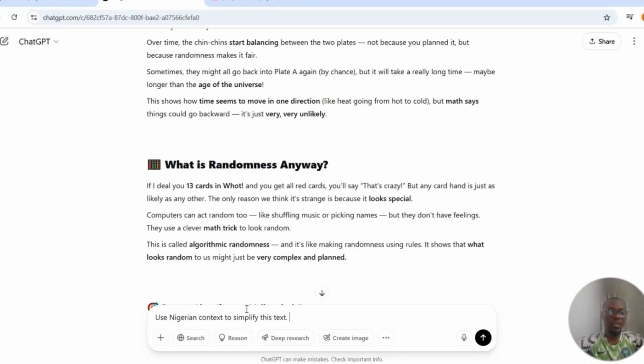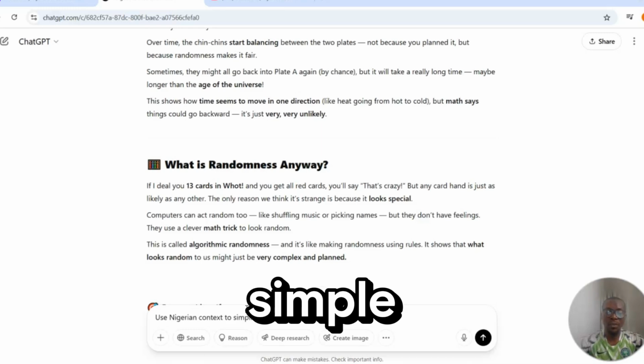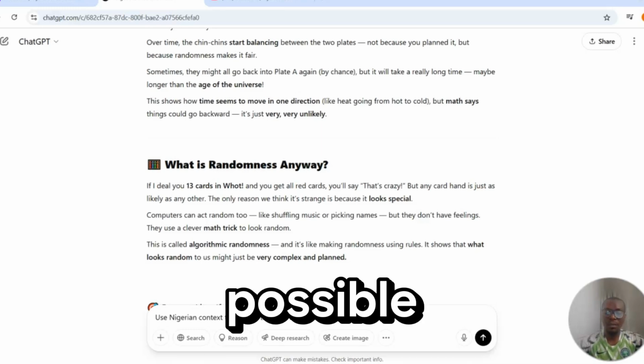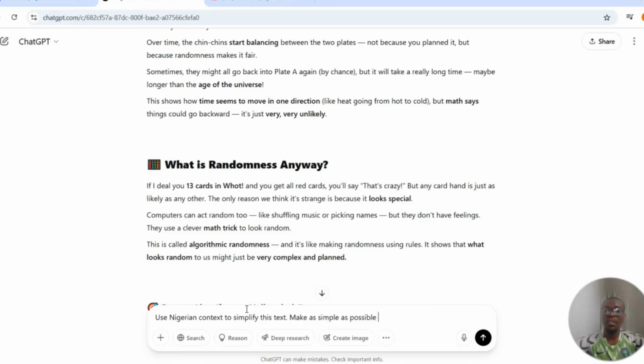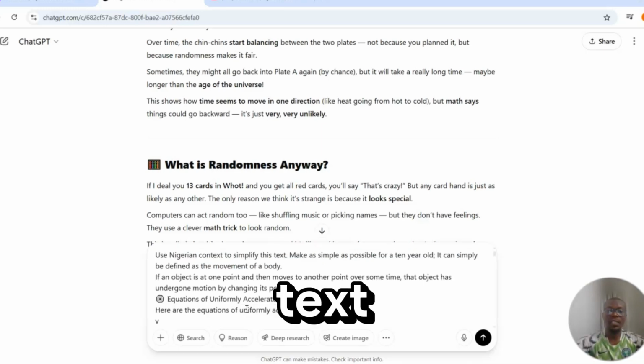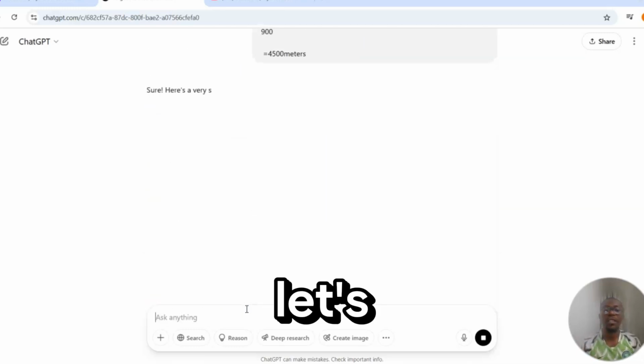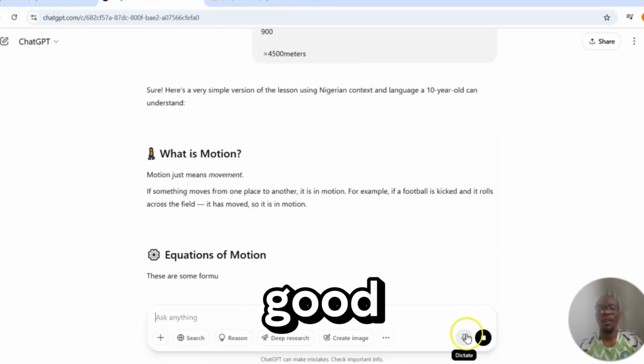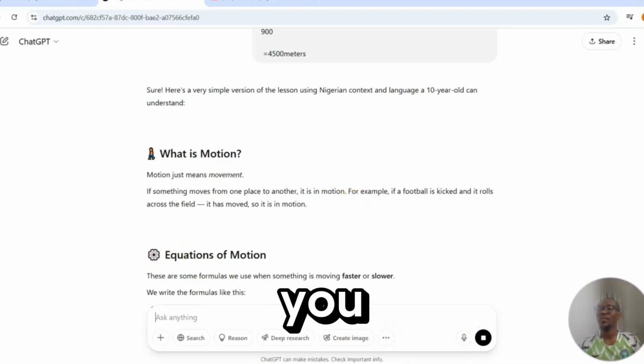Make it as simple as possible for a 10-year-old. All right, let's see. So here is our text, and bam, let's see what it's going to give us. Good. Now we are going to see this.